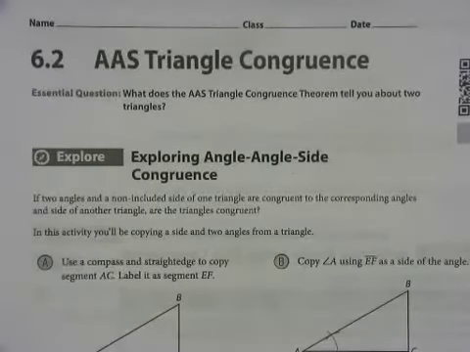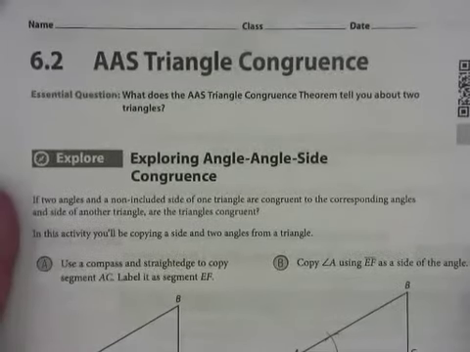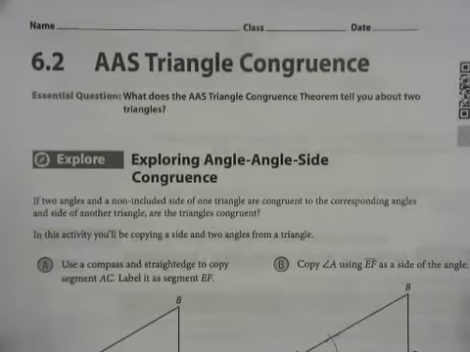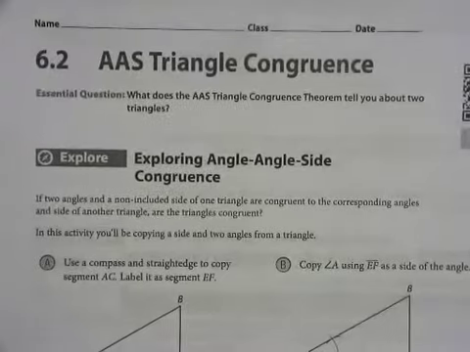In this lesson, we're looking at another triangle congruence. So remember that in Module 5, we talked about angle-side-angle triangle congruence. We talked about side-angle-side triangle congruence. We talked about side-side-side triangle congruence. And now we're exploring the validity of angle-angle-side triangle congruence.